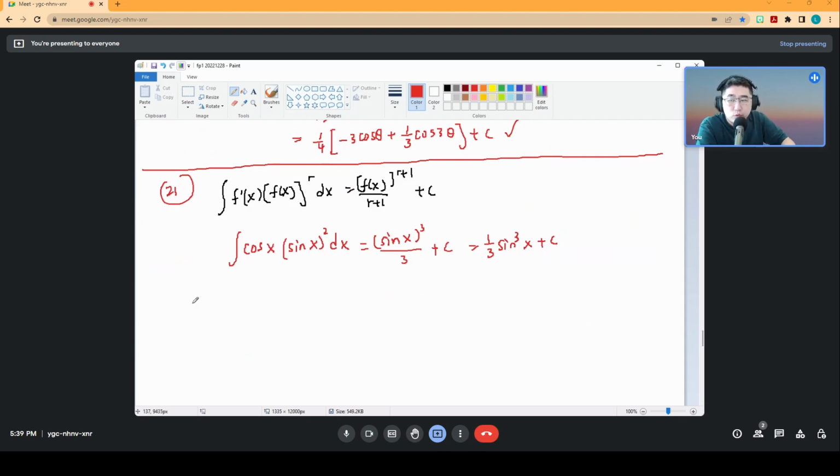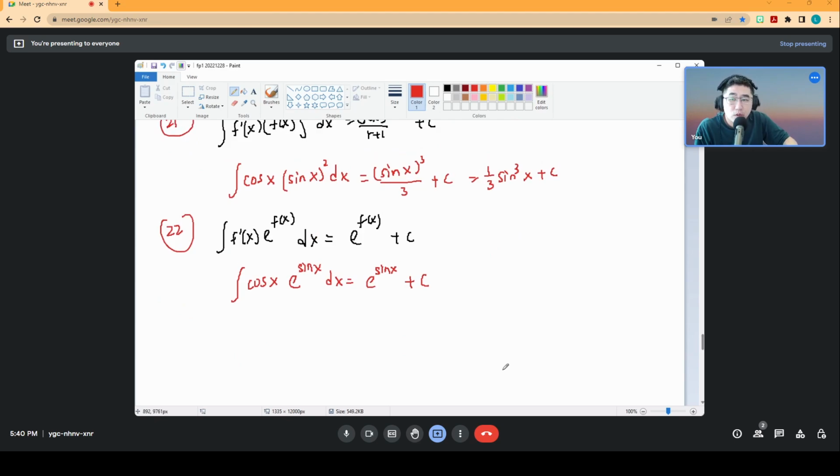For rule 22, you have f prime x times e to the power f x, dx, which gives you e to the power f x plus c. Again, of course, I can also write it in the form of a trigo formula. So you have cos x, followed by e to the power of sine x. As you can see, it fulfills exactly this formation. Therefore, the answer is e to the power of sine x plus c.